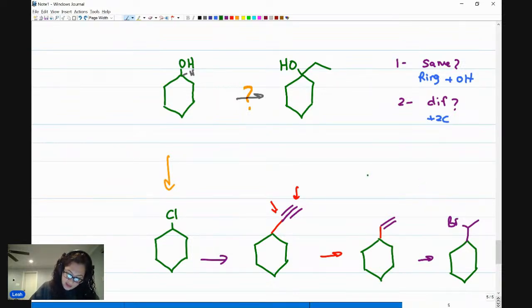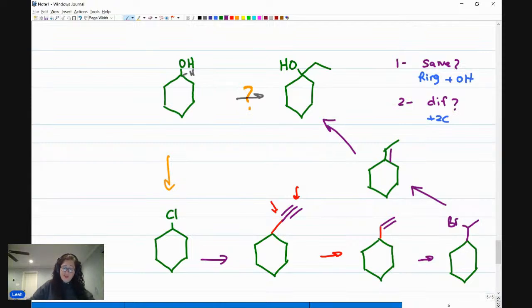And if I eliminate that bromine in the direction of where I want to go, then I get an alkene here. And from here, I can just do an alcohol, just a hydration reaction, and I'm good to go. That is it.